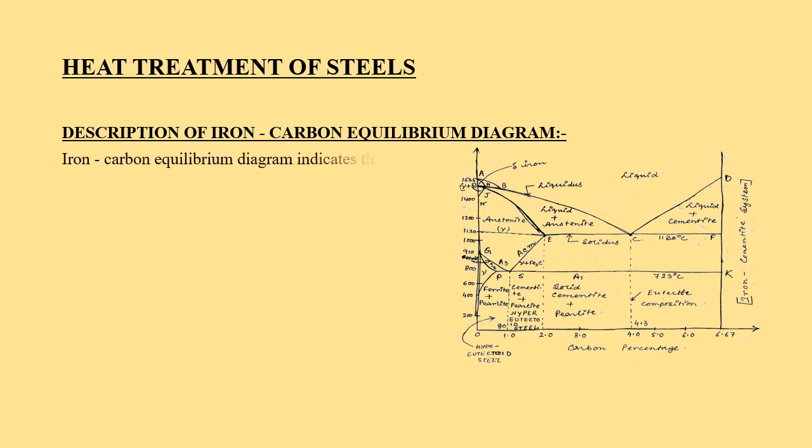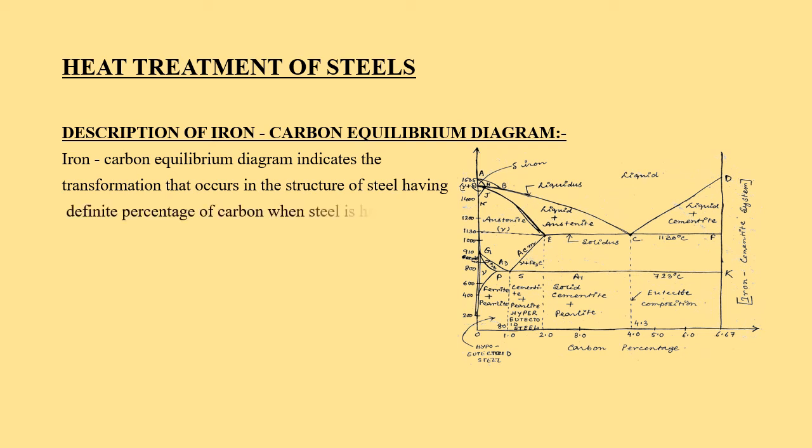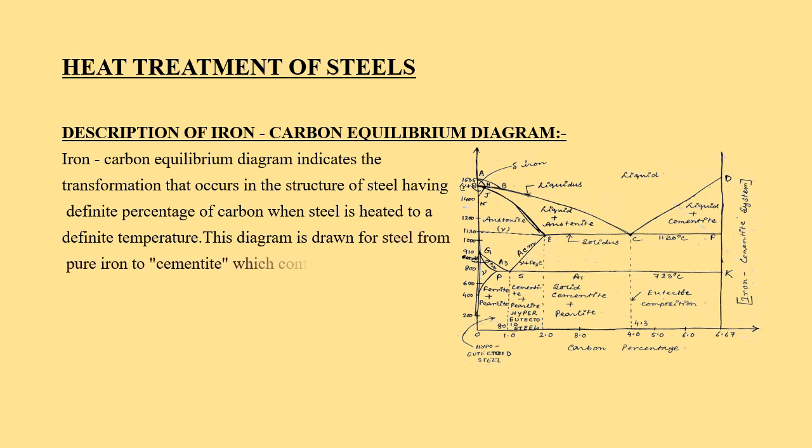Iron-carbon equilibrium diagram indicates the transformation that occurs in the structure of steel having definite percentage of carbon when the steel is heated to a definite temperature. This diagram is drawn for the steel from pure iron to cementite which contains 6.67% of carbon.